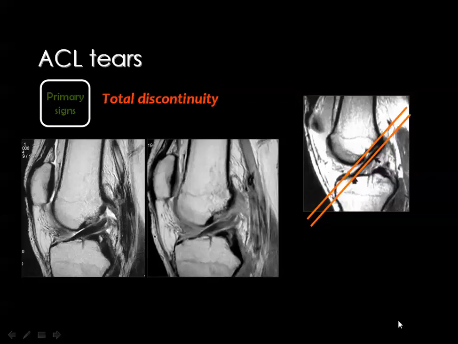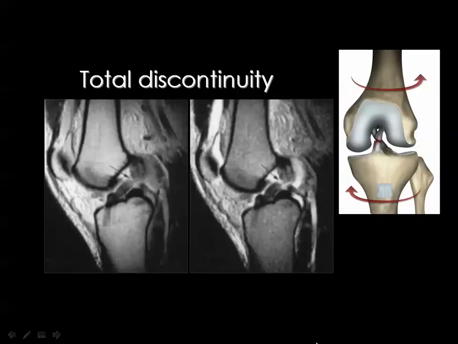And this is total discontinuity of the ACL, denoting disruption. And in this example, you can easily appreciate that the anterior cruciate ligament is torn at its mid portion, and the ligament is defective here, with diffuse swelling of the ligament itself, as well as increase in its signal intensity.